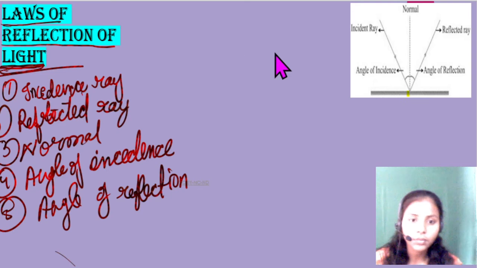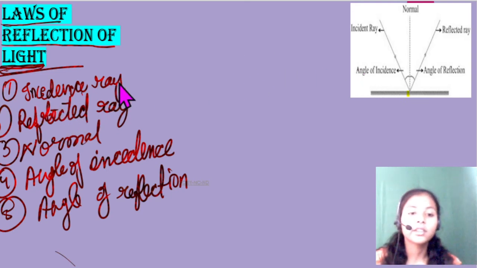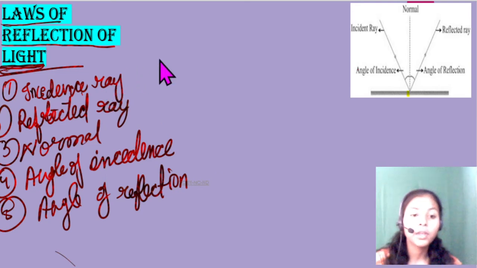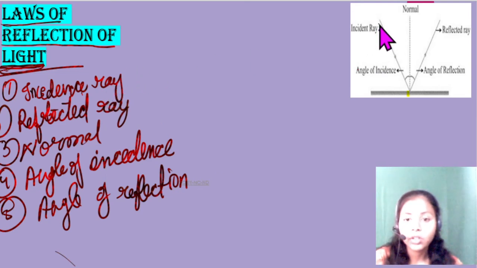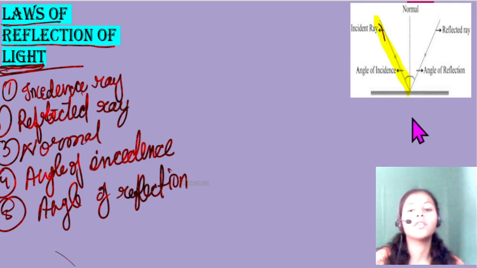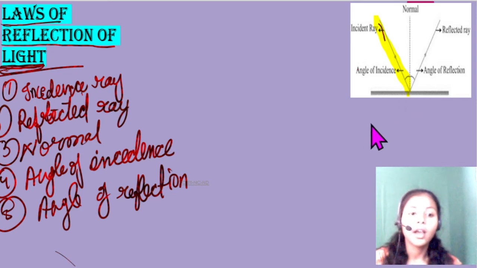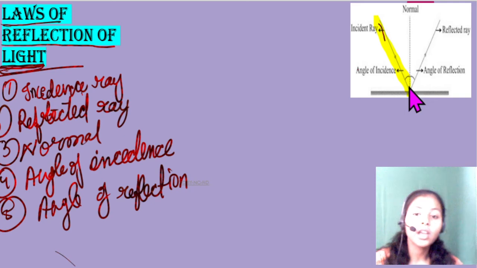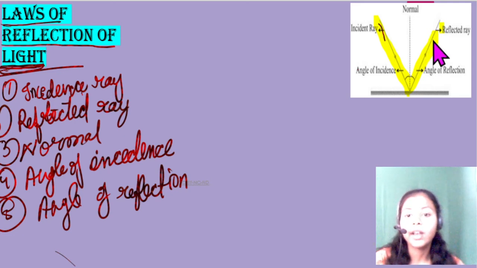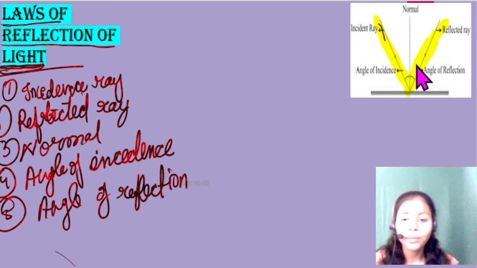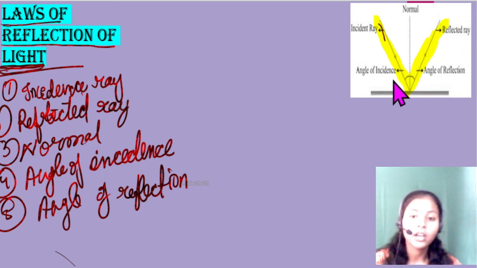So here, about incidence ray. Incidence ray means the ray of light which falls on the surface. So what is the meaning of incidence ray? The ray of light which falls on the surface is called the incidence ray. And what is the reflected ray? The ray which goes back after reflecting from the surface is called the reflected ray.